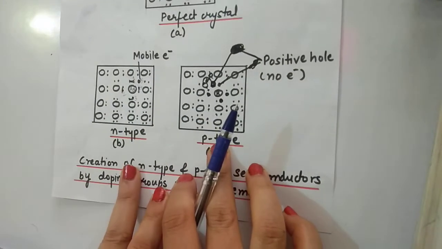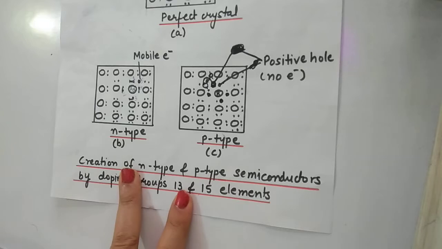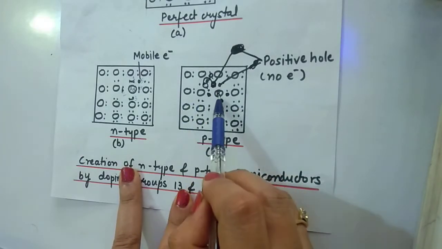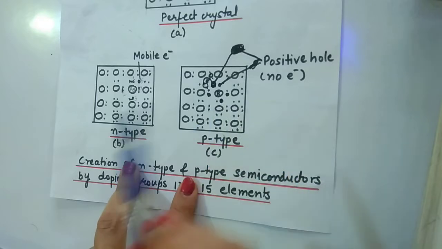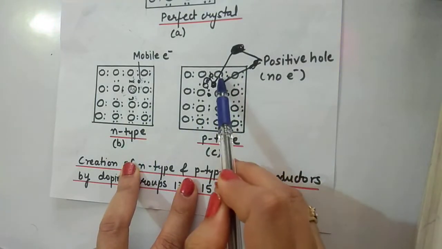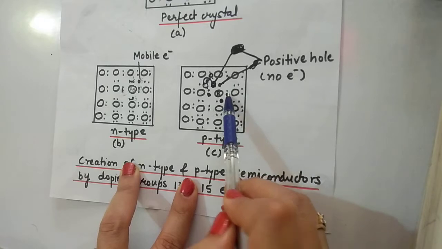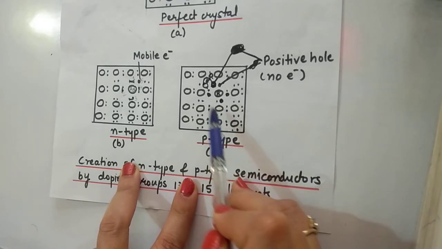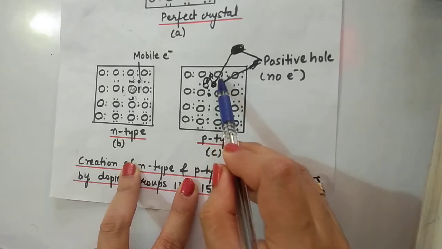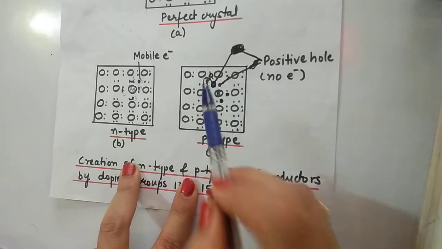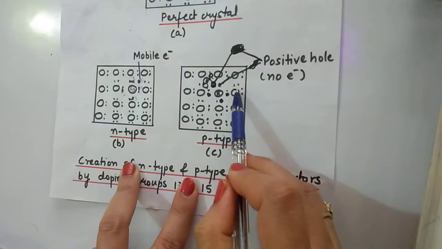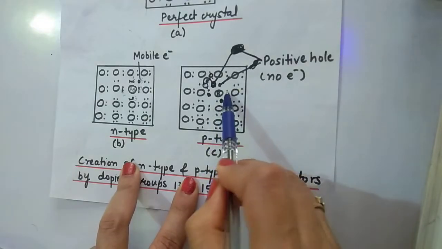You look at this structure. This is general silicon structure. So if you remove a silicon atom from here and put a boron atom over here, then 1, 2, 3, 4 silicon atoms will donate 1 electron each. Like this silicon has donated this electron, this silicon atom has donated this electron, this silicon atom donated this electron, and this silicon atom has donated this electron.